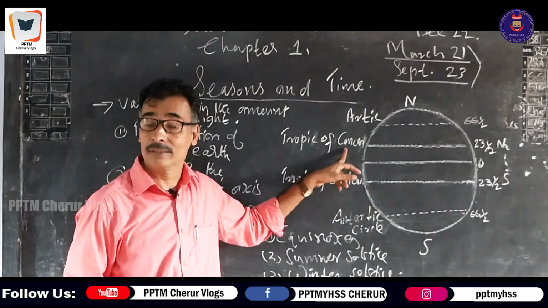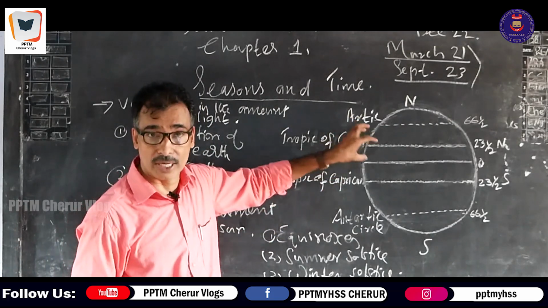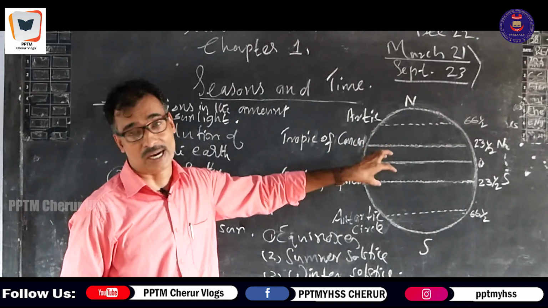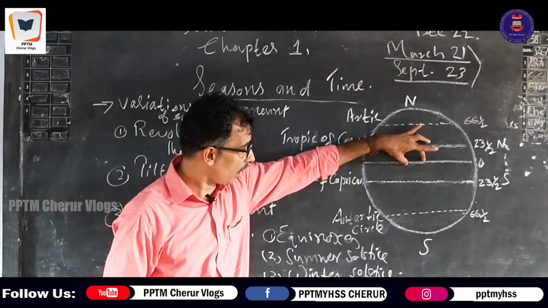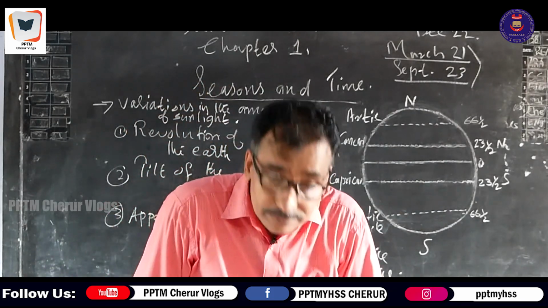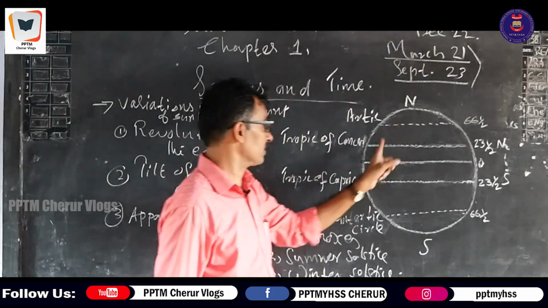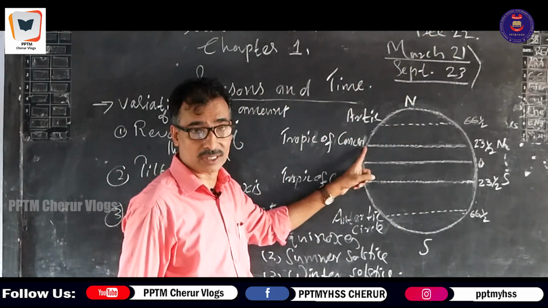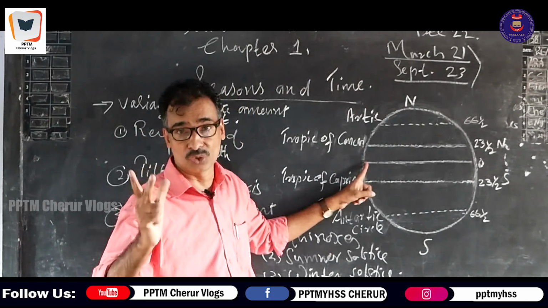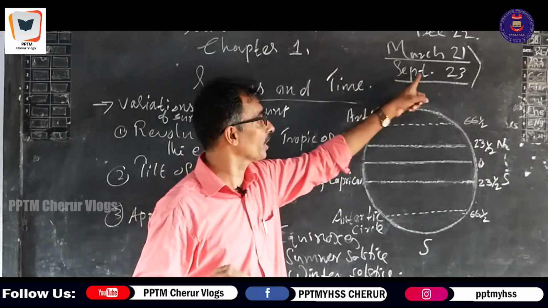In its movement from the Tropic of Cancer to the Tropic of Capricorn, the sun apparently moves from north to south and reaches the equator on these 2 days. The sun moves on June 21st from Tropic of Cancer towards the equator and reaches the equator on September 23.